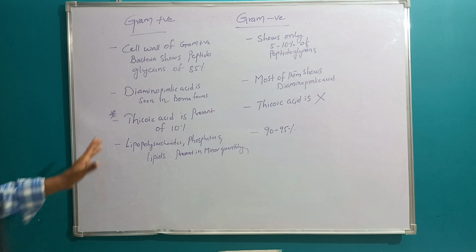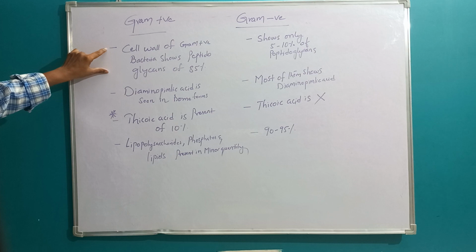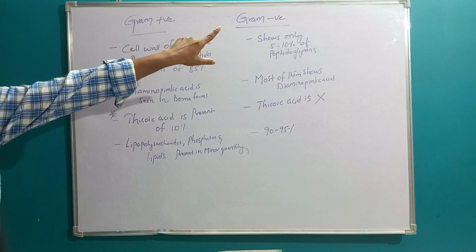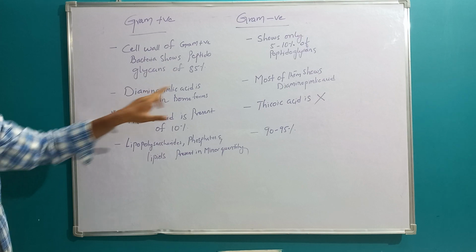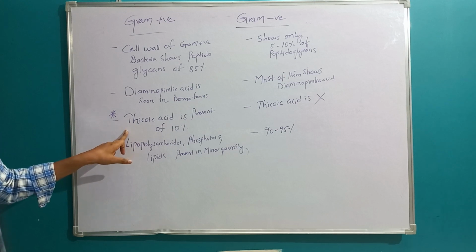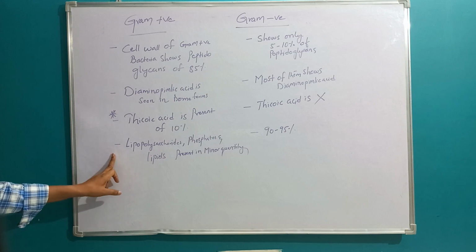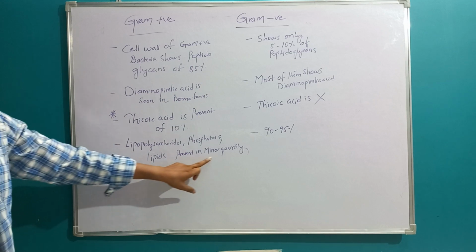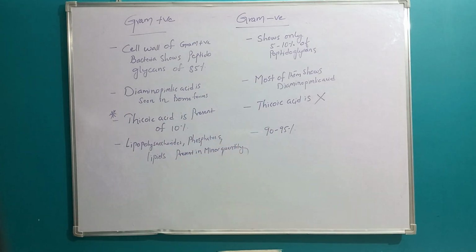These are the major differences. The cell wall consists of 85% peptidoglycans in gram positive, only 5 to 10% in gram negative. Diaminopimelic acid is seen in some forms. Teichoic acid is present in gram positive, whereas it is absent in gram negative. Lipopolysaccharides, phosphates and lipids are present in minor quantity, whereas they make up 90 to 95% in gram negative bacteria.